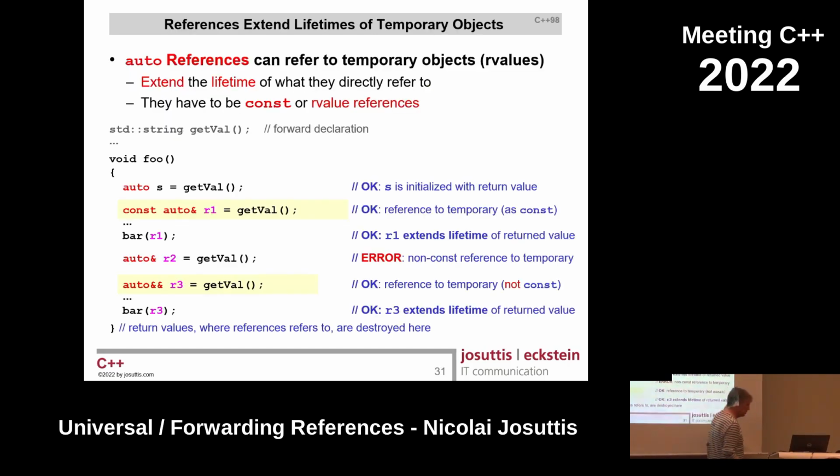Coming back to our example, where we said this is special. This is not just an R value reference to a string that is returned. This is a universal reference. And that means the thing on the right can be everything, because that was the cool thing why we introduced that. We want to have something that can bind to everything, universally bind to R values and L values. So that's why universal reference is such a perfect name for that. It was just too universal.